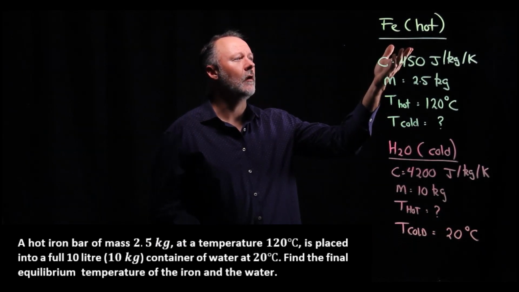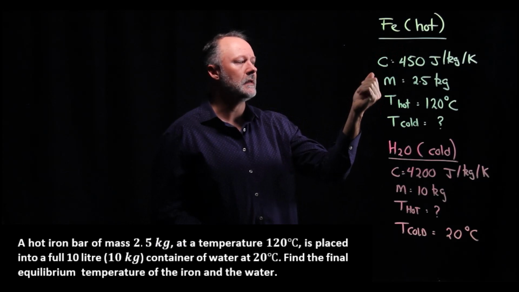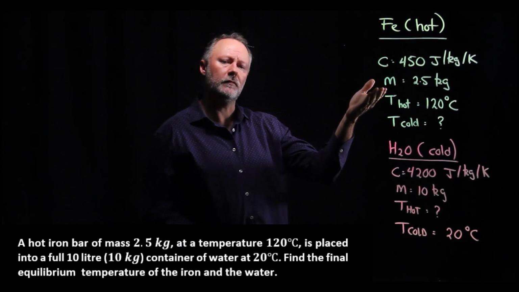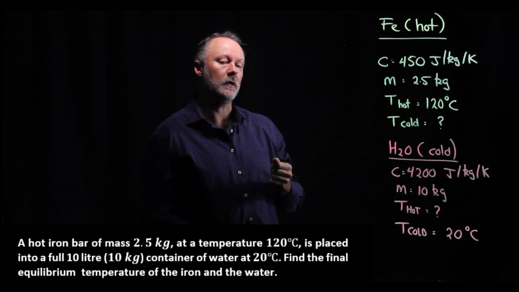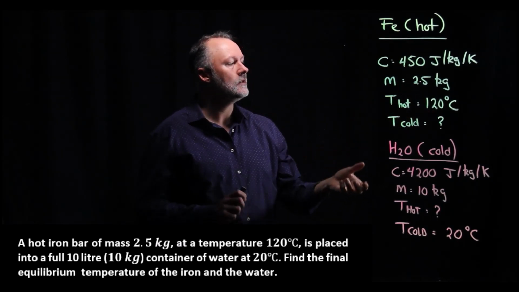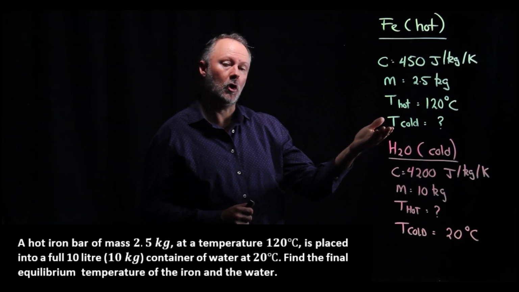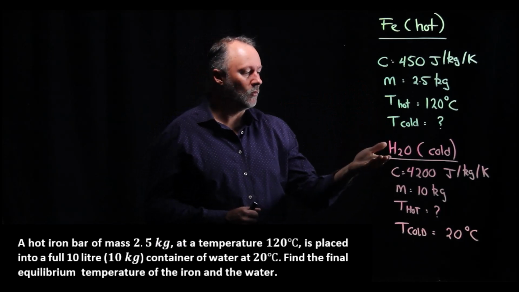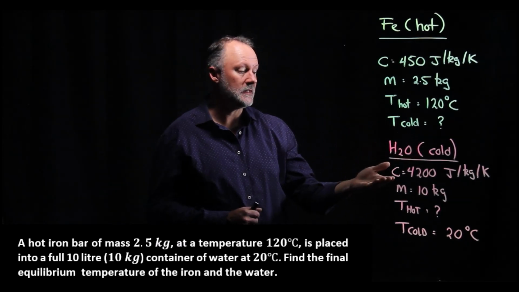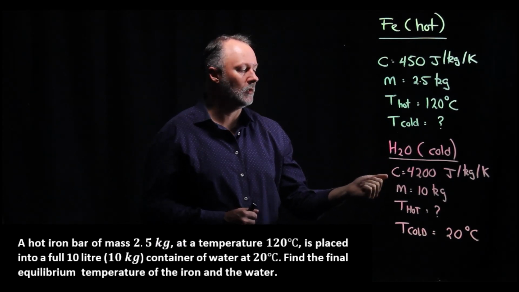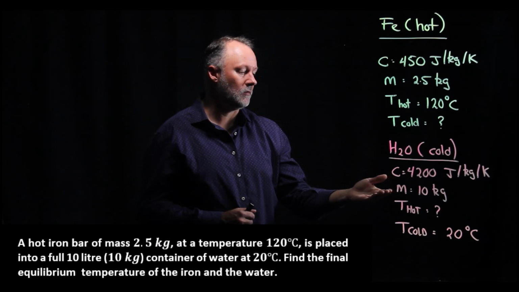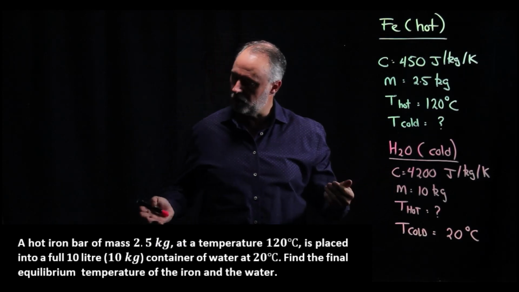For the hot piece of iron, we have its specific heat capacity. We have a mass of 2.5 kilograms. We know that it starts at an elevated temperature of 120 degrees Celsius. And when it's placed in the water, it will reach a cold temperature. From the water's perspective, it's starting cold. It has a specific heat capacity of 4,200 joules per kilogram per Kelvin. It has a mass of 10 kilograms. Now that one comes from the original question.